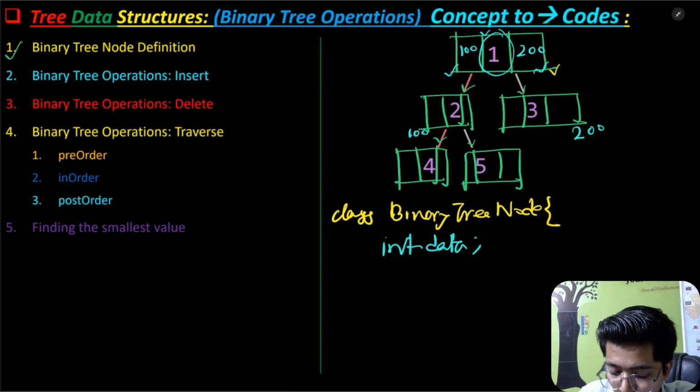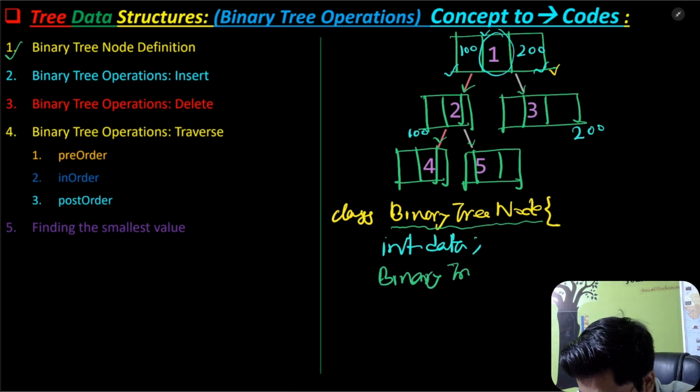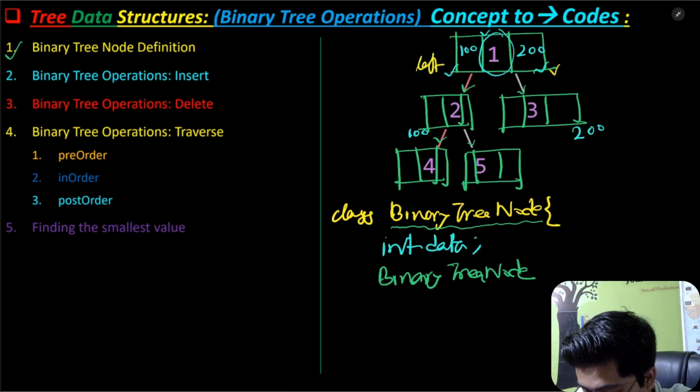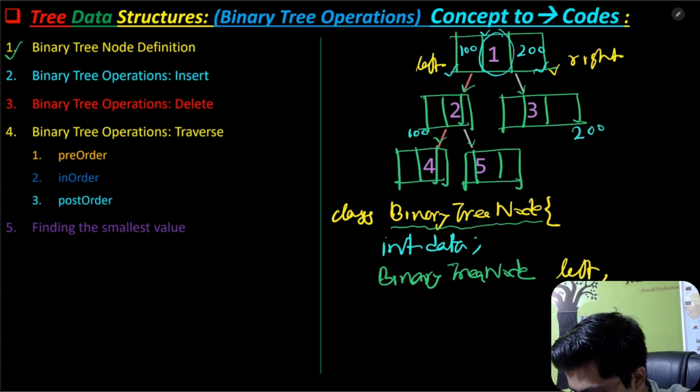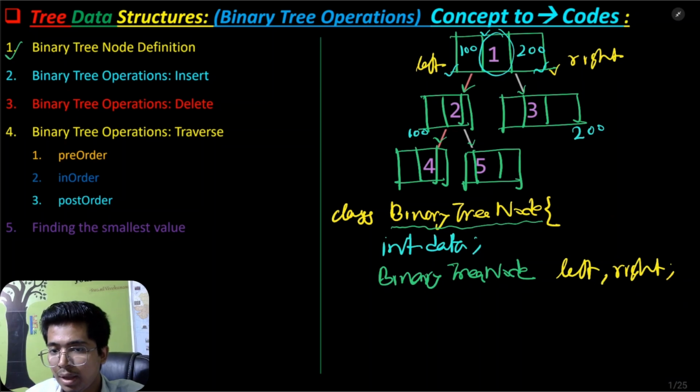BinaryTreeNode. So we will be creating pointers, because they point to nodes which are of type BinaryTreeNode. So we write BinaryTreeNode left and right, because we'll be creating two pointers. We call one the left pointer and the other the right pointer. So BinaryTreeNode left, right. And now we have declared the variables.